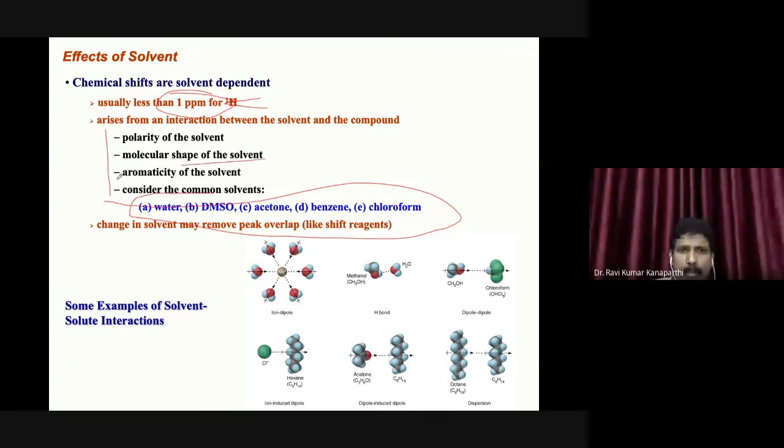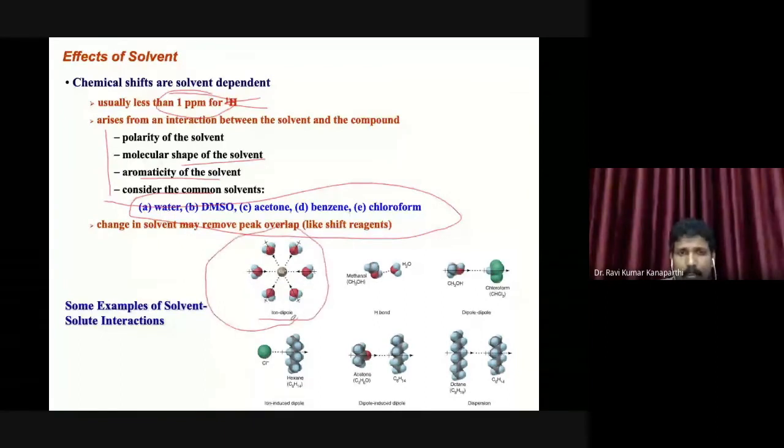The molecular shape of the solvent is different. Sometimes the aromaticity of the solvent can cause some effect. To some extent, the aromaticity of the solvent will contribute to the change in chemical shift values. And similarly, these interactions, because of the polarity, because of the molecular shape, all those things. So we always come across this kind of interaction.